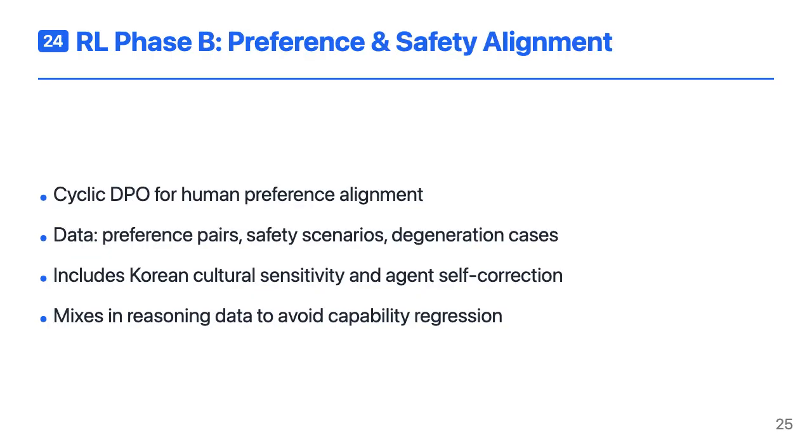The second RL phase shifts from pure reasoning to human preference and safety alignment, using a cyclic DPO setup. Here, the model learns from preference pairs that cover explanations, writing quality, and conversational style. It also sees safety scenarios across the 38 risk categories, plus examples of degenerative behavior like repetition or formatting issues. There's targeted data for Korean cultural sensitivity and for teaching the model to self-correct in agentic workflows. To avoid losing the reasoning gains from Phase A, they keep a slice of reasoning data in the mix, using KL-style regularization in the DPO loss to stabilize behavior.